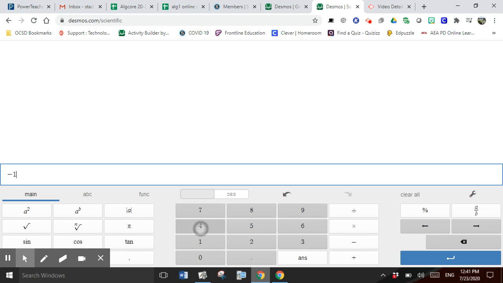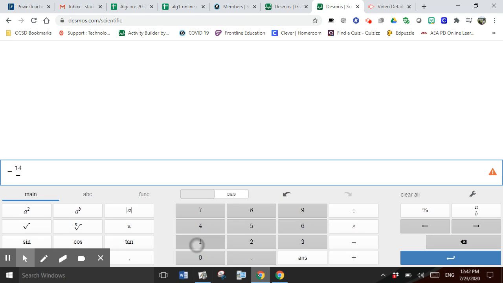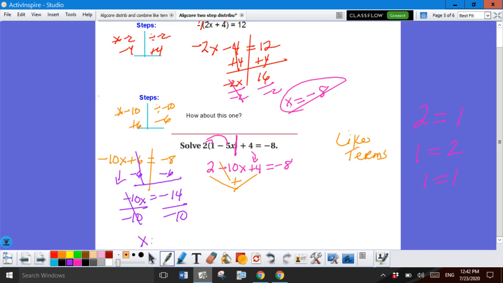So negative 14 divided by negative 10. Okay, and I get 1.4, but I want that as a fraction. So it's telling me 7 over 5. So I've got 1.4 or 7 over 5. Both of those answers work.